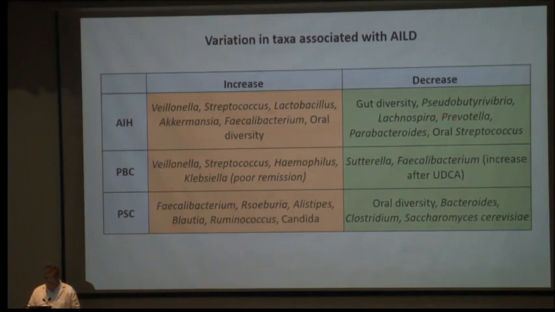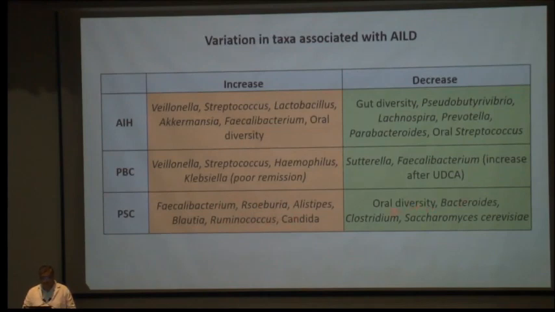In PBC, many species that are present in AIH are also found. Besides, Haemophilus and Klebsiella are also increased, and Klebsiella, as I just mentioned, is associated with poor remission. Other bacteria are decreased in PBC, which have been shown to increase with ursodeoxycholic acid administration. In PSC, Faecalibacterium, Roseburia, Alistipes, all these beneficial bacteria are increased.